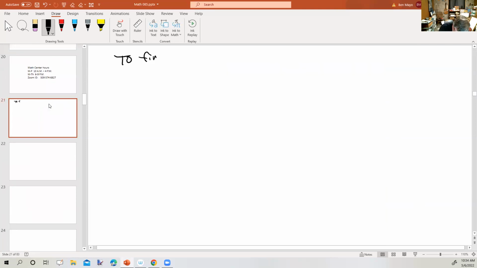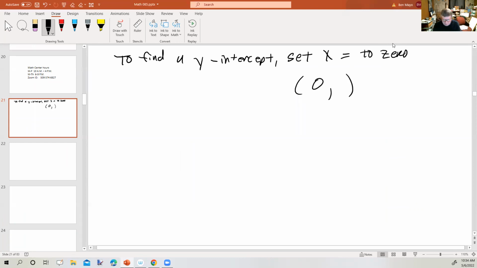To find a y-intercept, set x equal to 0. In other words, complete the following ordered pair. If you have a linear equation and you put 0 in for x, the resulting y value will be the y-intercept, the point where the graph cuts through the y-axis.